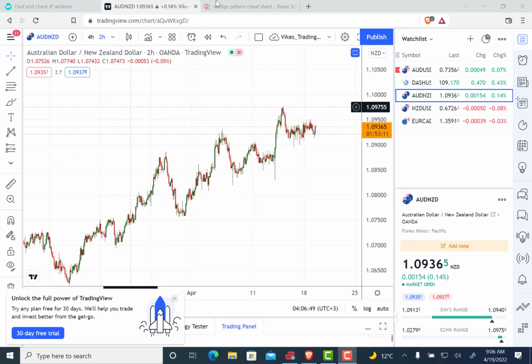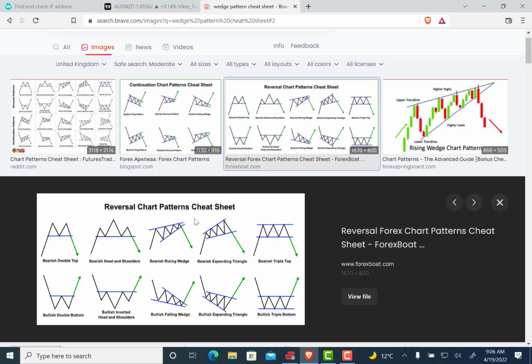So the ideology of the bearish rising wedge pattern is that it always tries to print higher highs, but it's falling momentum. And every time it breaches a higher high, it doesn't go very far away from the previous higher high. So meaning that the bullish momentum to push prices higher is reducing.